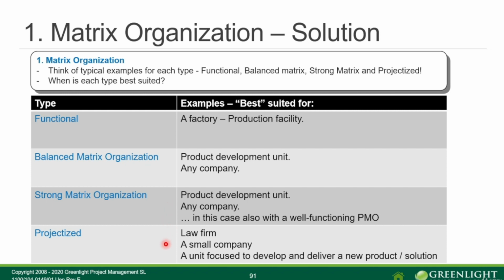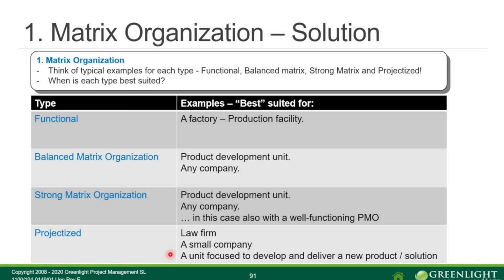The fully projectized one, a typical example is actually a law firm, even though maybe they don't always talk about projects in a law firm, but you can imagine that each case that they have is like a project. So here we would see a fully projectized organization. It could also be a small company, a startup, where we have one or two or three projects going on and nothing more. So the full focus is on developing a new product. We don't care about anything else, only developing this new solution or this new product.